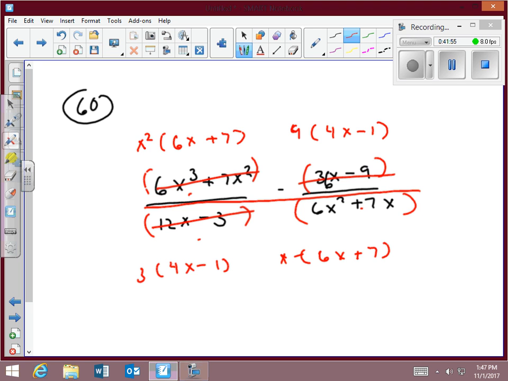Now we look at this, and there's an x goes out, it makes this just an x. 6x plus 7, there's a 6x plus 7, multiplicative inverses, becomes 1. The 9 and the 3, you take the 3 out of the 9, there's 3 left. 4x minus 1. So now, my answer is 3x.